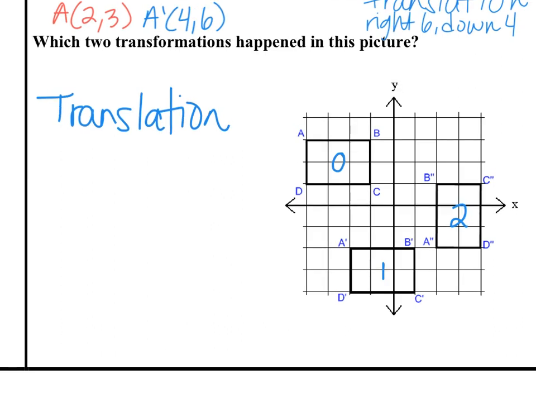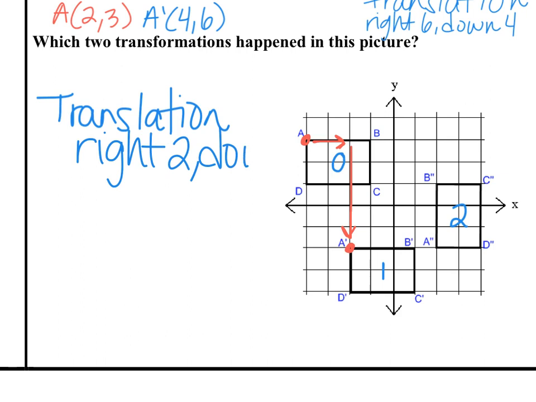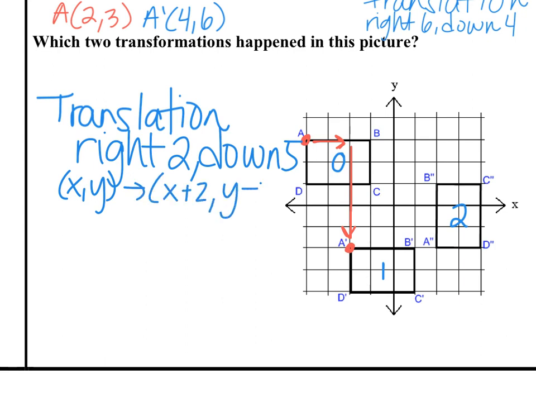Here's what I would do. I would take A and A prime. Let's just track one of the points because all 4 points did the same thing. It looks like it went right 2 and down 5. So this was a translation, right 2, down 5. If we wrote a rule for that, it would be (x, y) goes to (x plus 2, y minus 5).